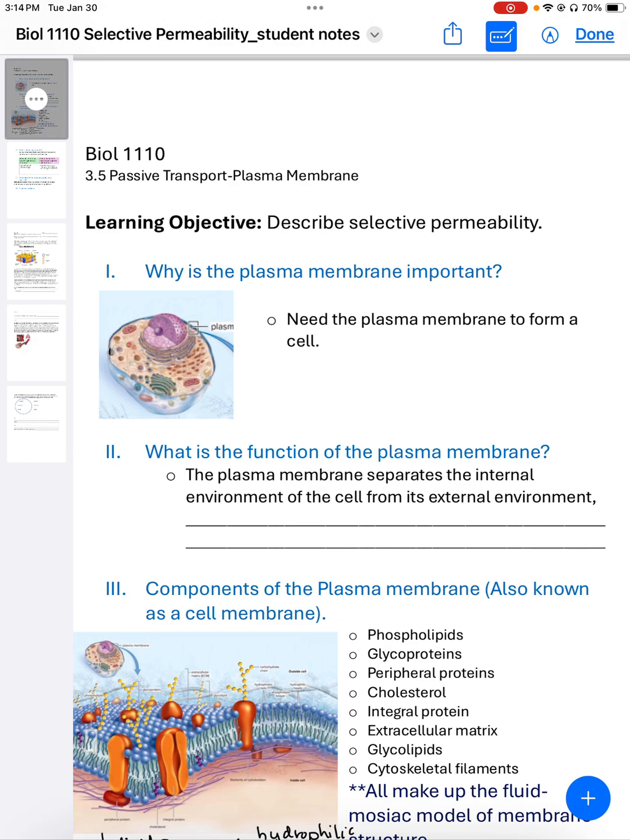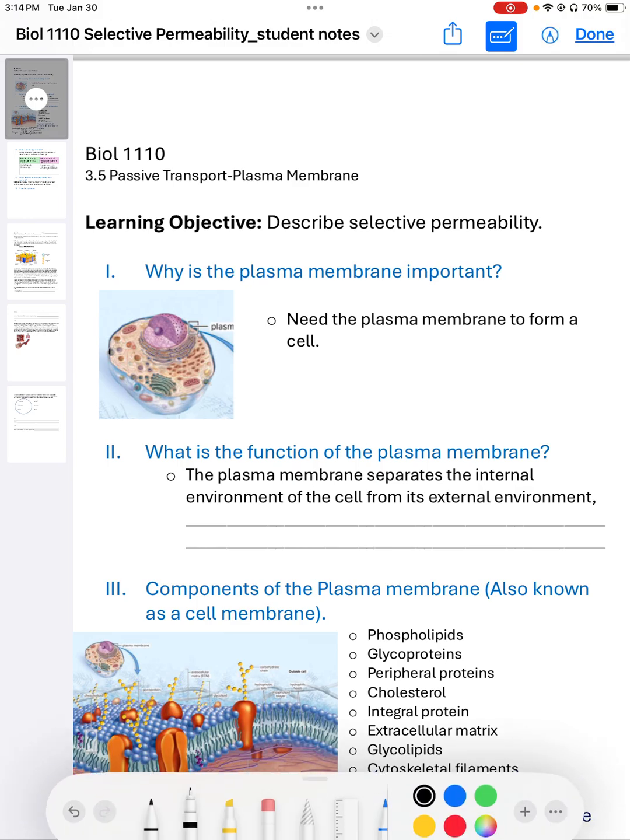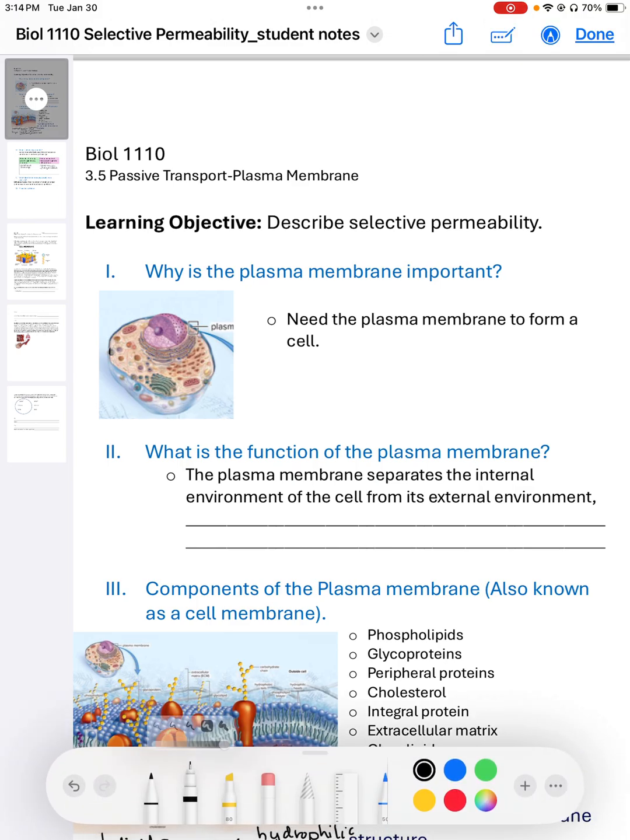So if you're looking here at the cell, the plasma membrane is going to be the part that is surrounding the cell. So here we have the plasma membrane where I'm highlighting it here in this black, and this black here surrounding the cell. This is going to be our plasma membrane. Okay, so that's just one way I wanted to orient you.